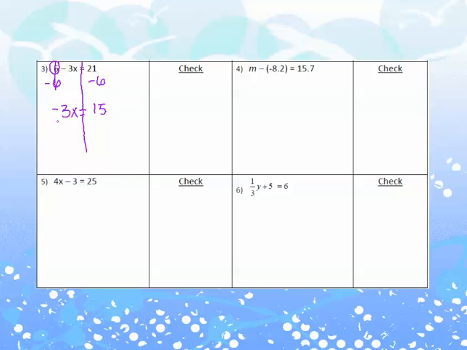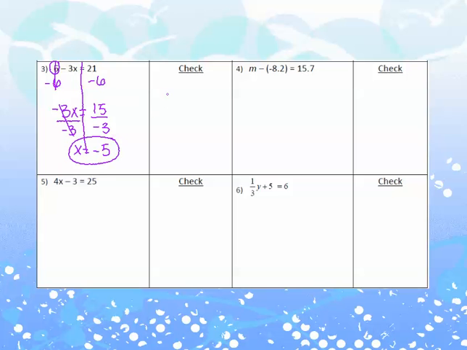Now I have this negative 3x. I need to get x by itself. So they're squished, so that means multiply. The opposite is divide, and I'm going to divide by negative 3 to move it away. These are opposites here, so they're going to cancel. I'm left with x is equal to, and 15 divided by negative 3 gives me negative 5.